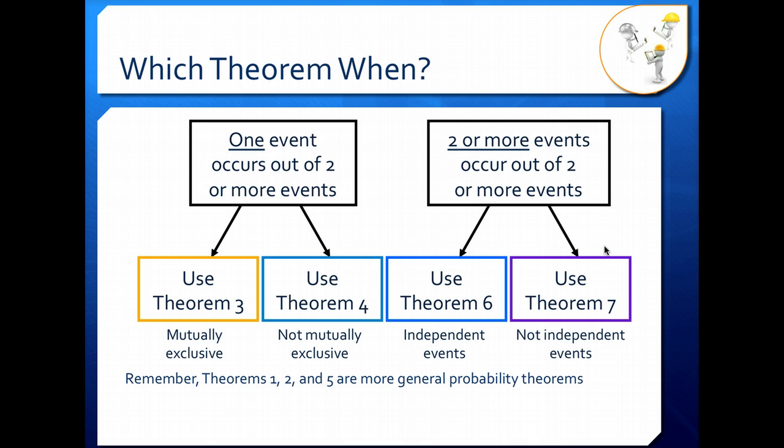Also remember that you can have independent events that are mutually exclusive or non-mutually exclusive. You can have non-independent events that are mutually exclusive or non-mutually exclusive. Independence and mutual exclusivity are two different things. So make sure you keep those straight and that you realize that you can have both, either, or neither occurring at the same time.